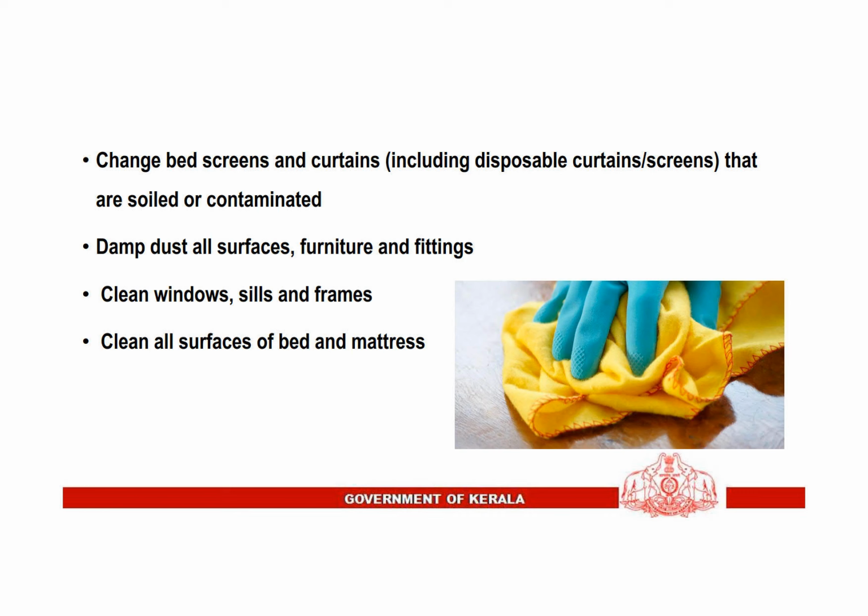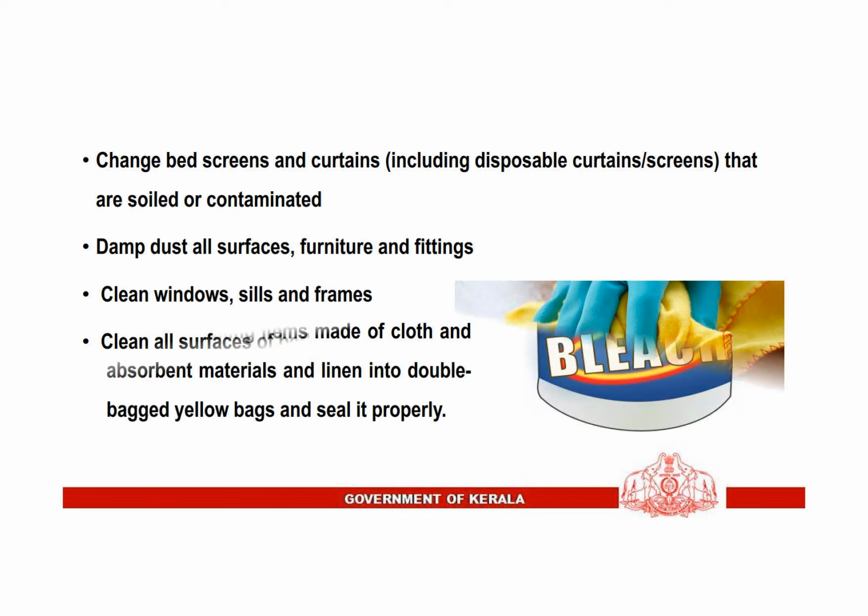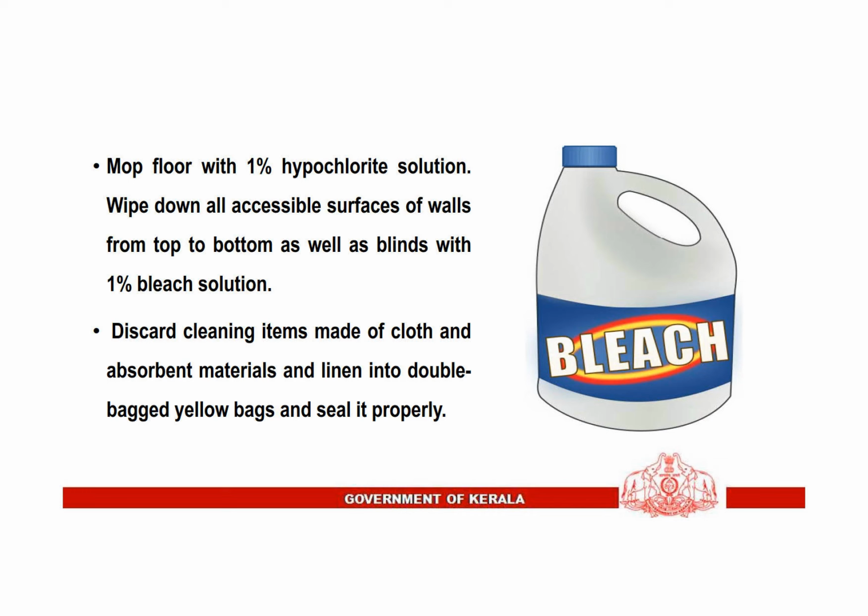Damp dust all surfaces, furniture and fittings. Clean windows, sills and frames. Clean all surfaces of the bed and mattress. Mop the floor with 1% hypochlorite solution. Wipe down all accessible surfaces of walls from top to bottom, as well as blinds, with 1% bleach solution. Discard cleaning items made of cloth and absorbent materials, and linen, into double-bagged yellow bags and seal them properly.